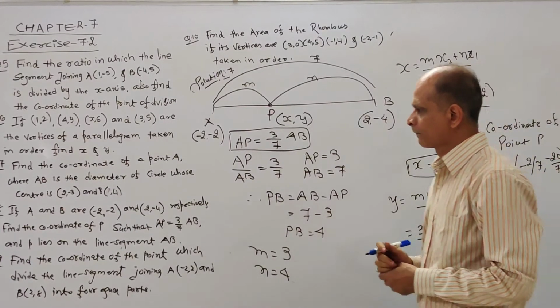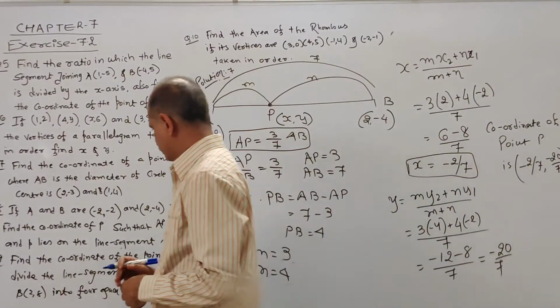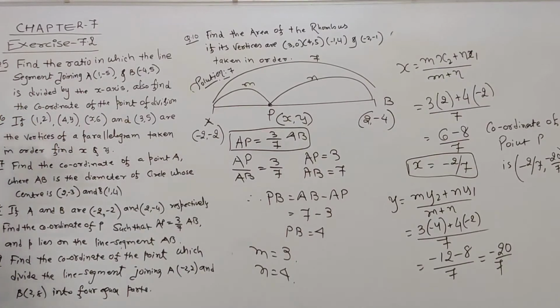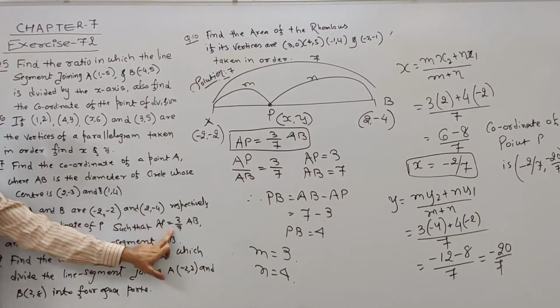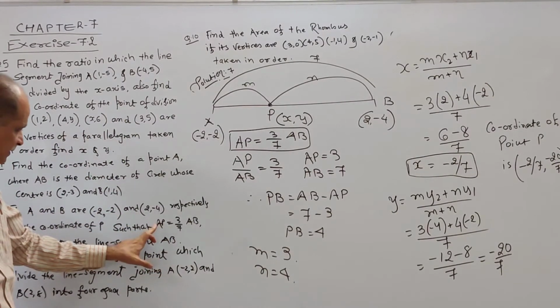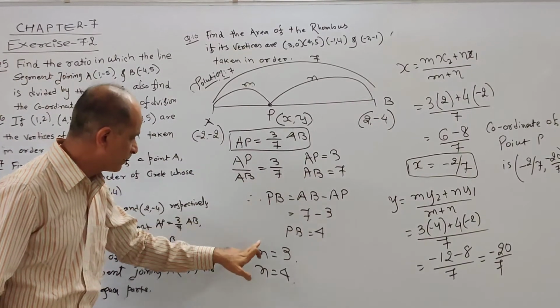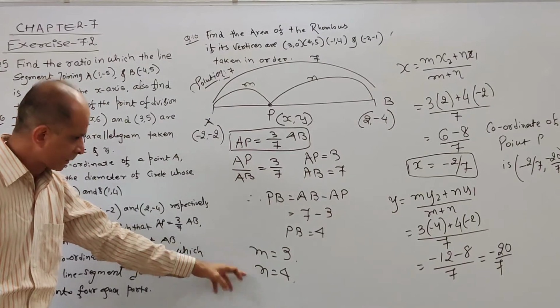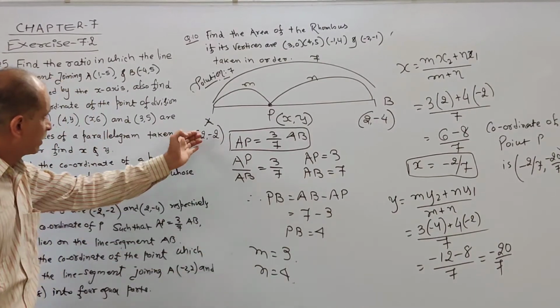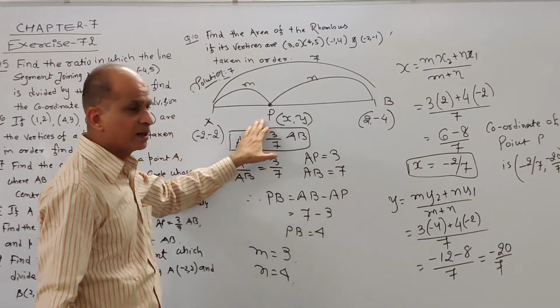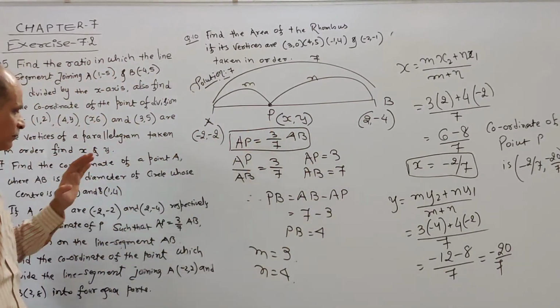So friends, about example number 8, A and B are given to you, x1, y1, x2, y2 is given to you, one relation is given to you. The relation comprises AP and AB. You can easily convert AP into PB, so you can get m and n. By using m and n, x1, y1 and x2, y2, by using the section formula, you can easily find out the value of x and y.